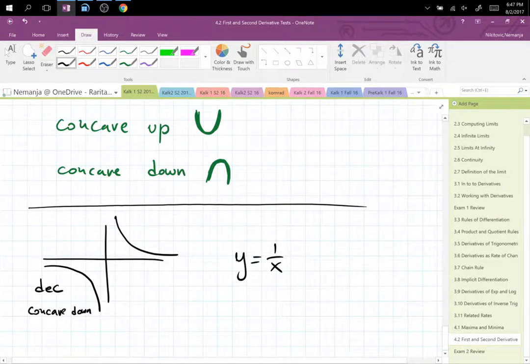Why is it concave down? Because if I am to complete the shape, it would be spilling the water, right? And then you have on the other side that the piece is also decreasing, right? Is it concave up or down? Up. So concave up.